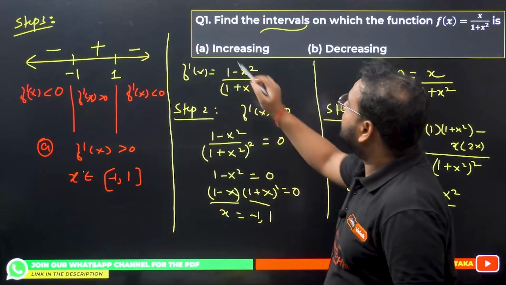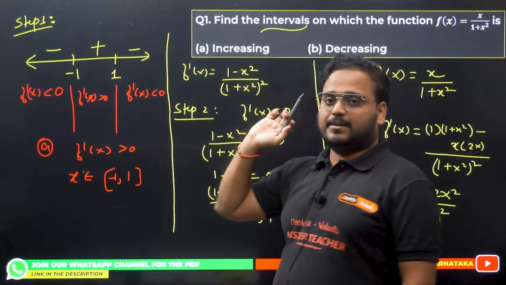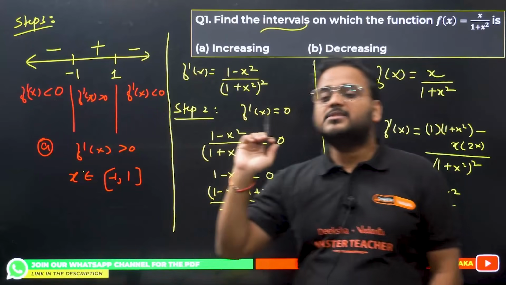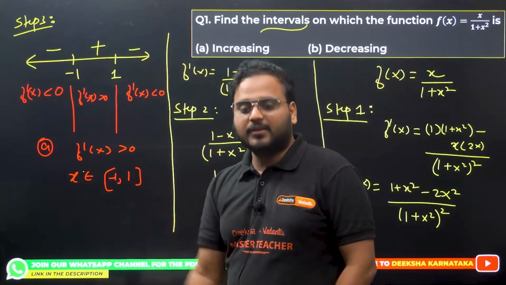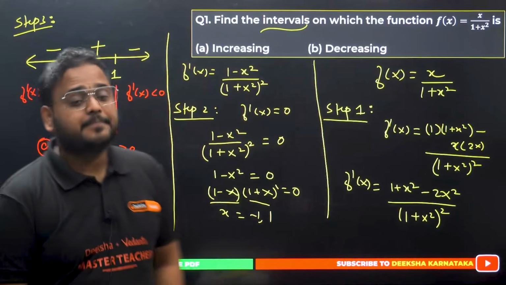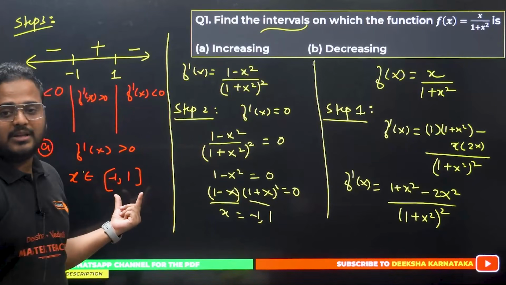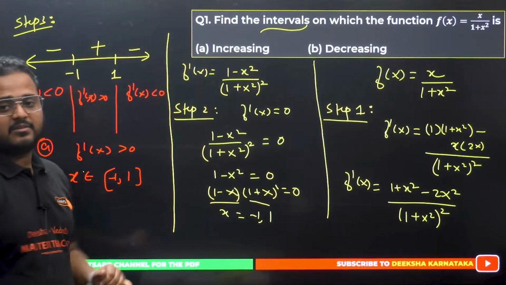If they had written strictly increasing in the question, then we have to write open brackets here. There's a difference. We can't have the equality in that case. We must write open brackets on this side.